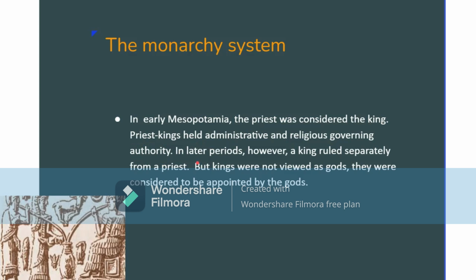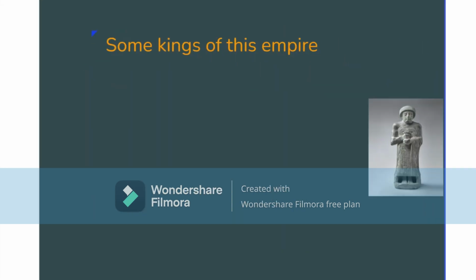Like in the later periods, the king and the priest were separated. The priest was doing his own religious work, but the administrative power was held by the king. And kings were not viewed as gods, but they were considered to be appointed by the gods. And now come some kings of this empire.